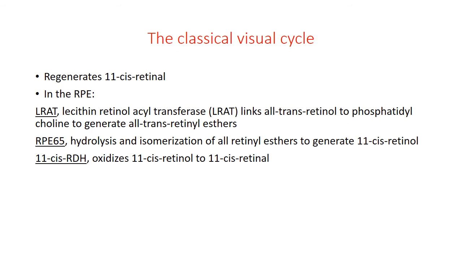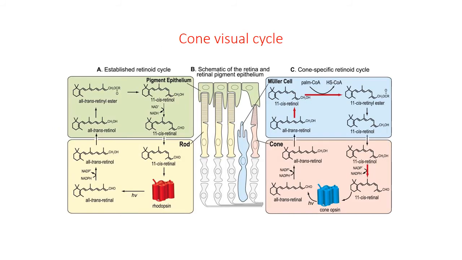So again, this is the classical visual cycle. It involves those different enzymes, and the main purpose of this classical visual cycle is to regenerate 11-cis retinal from all-trans retinal. Rod photoreceptors make use of this classical visual cycle to restore 11-cis retinal. And in the past few years, we also learned that cones can make use of an additional visual cycle that involves glial cells in the retina.